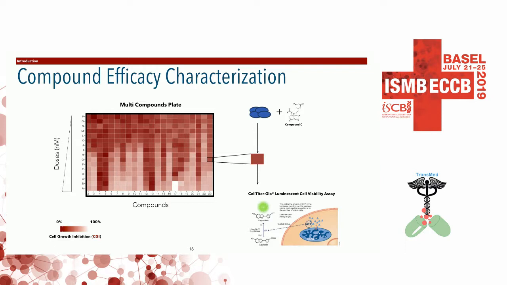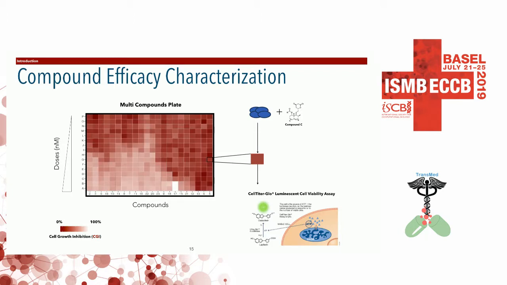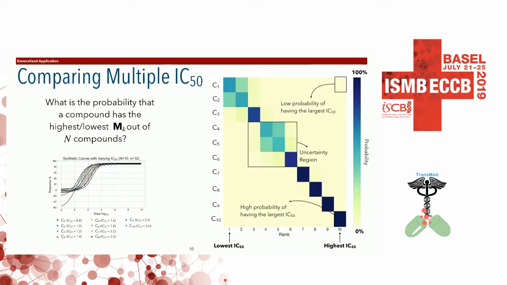If we were interested in comparing two compounds, we might as well be interested in analyzing the entire plate, in which case we would want to rank the compounds in terms of their efficacy. And to do so, this is work in progress. Here we have 10 synthetic curves that vary in their IC50 values, and we're asking ourselves which one would be the most potent compound. So we calculated the rank posterior of each compound, and this is what is represented here. Each row is the rank posterior of a given compound.